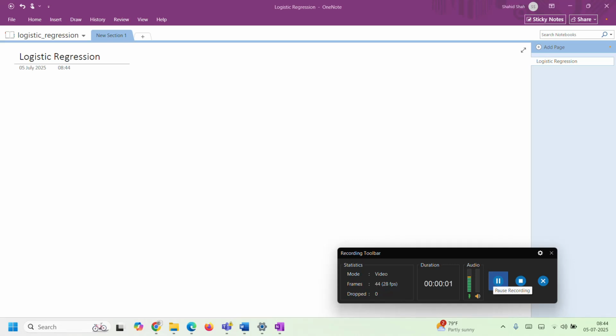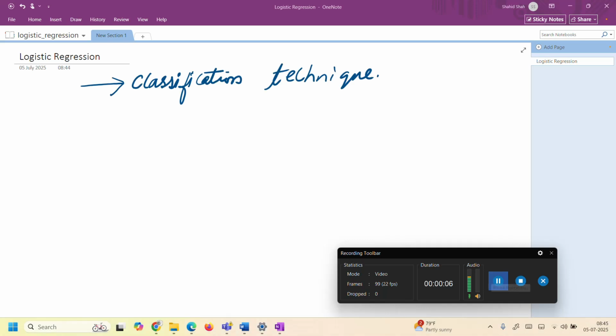Welcome to the lecture on logistic regression. This is used for classification purposes. That is, suppose we have x as input and y as output. Based on every input, we just have two values of y if it's a simple classification problem.